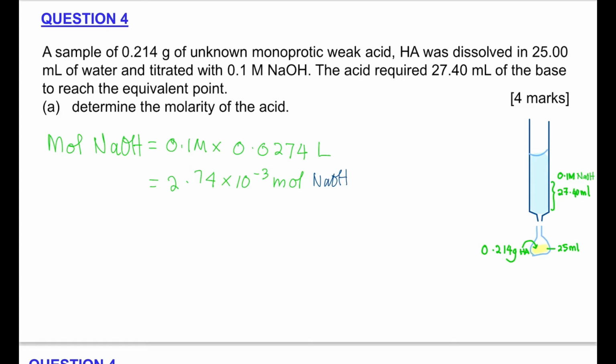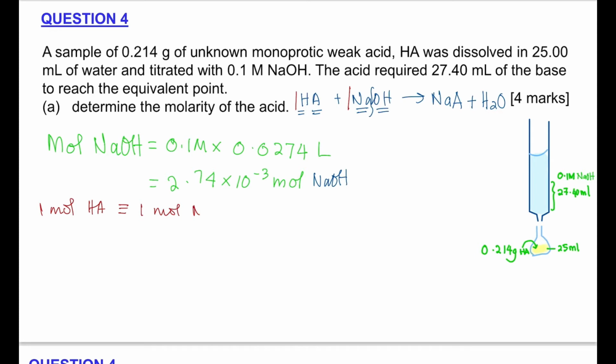Since this is a reaction between the acid HA and sodium hydroxide, it will produce 1 mole of salt, NaA, where Na combines with the anion of the acid, plus OH, and the H becomes H2O. We can see here that 1 mole of acid will react with 1 mole of base. From the equation, 1 mole of acid HA can be neutralized by 1 mole of sodium hydroxide.